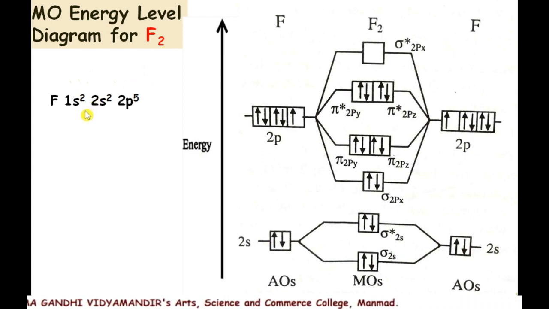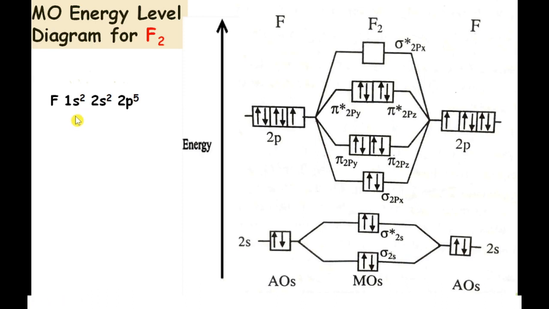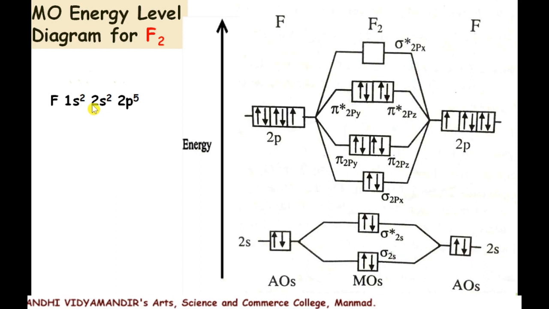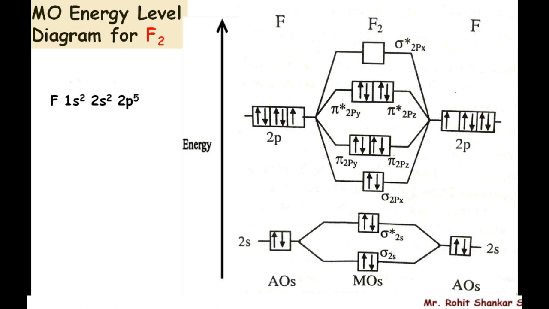Each fluorine atom has electronic configuration 1s2, 2s2, 2p5. The 1s orbital is lower in energy, so it does not take part in bonding, and hence 1s orbital remains as a non-bonding orbital. Only the 2s and 2p orbitals take part in bonding with their electrons. There are two fluorine atoms, it means that 2 2s and 6 2p orbitals, that is total 8 atomic orbitals combine and form 8 molecular orbitals.